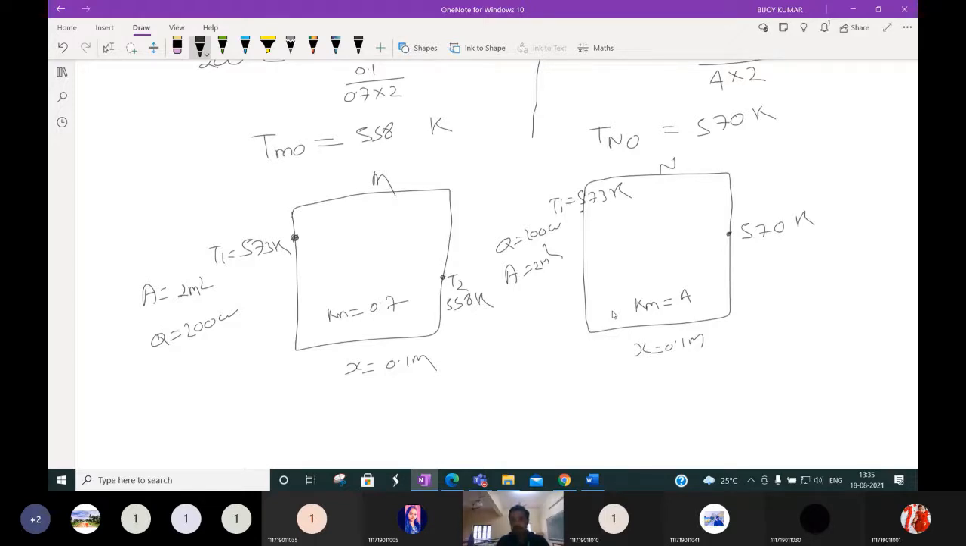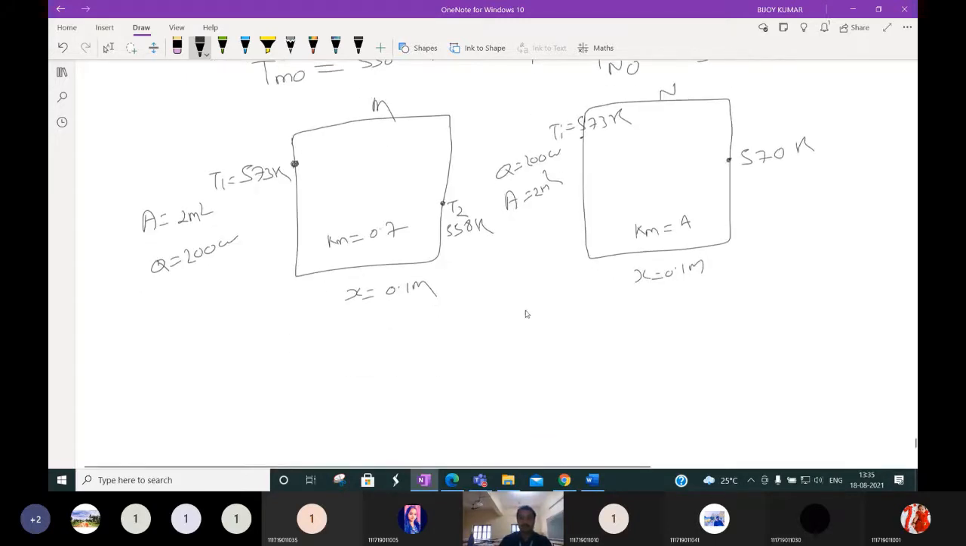If the same thickness materials are there, the only thing is that there are different materials, material M and material N, both having different thermal conductivity. In that case, what will be the outside temperature? So can anyone say what will be the resistance by wall M and the resistance by wall N?